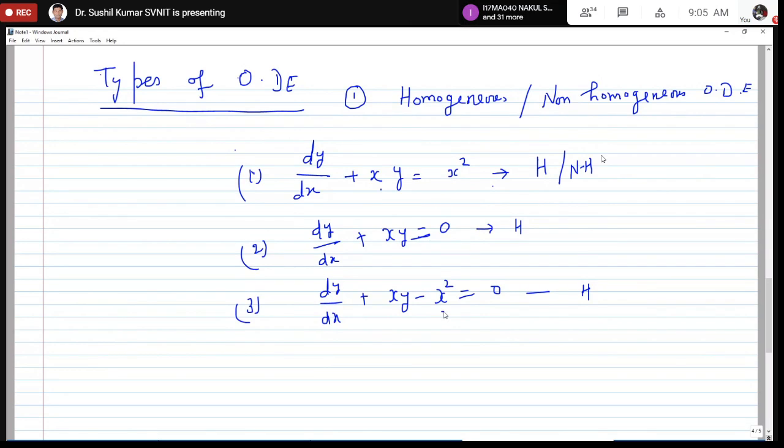And this last equation? The third one also, sir, is not homogeneous. The second one? Yes, the second one is homogeneous. You can write it in this form, f of y over x.